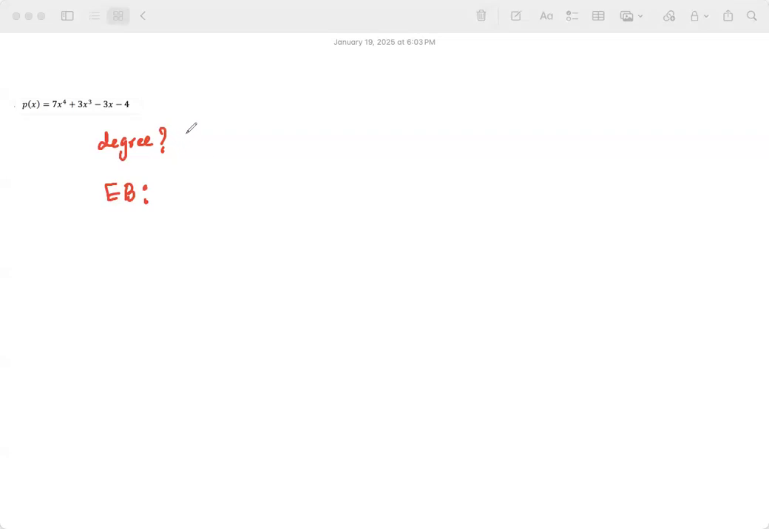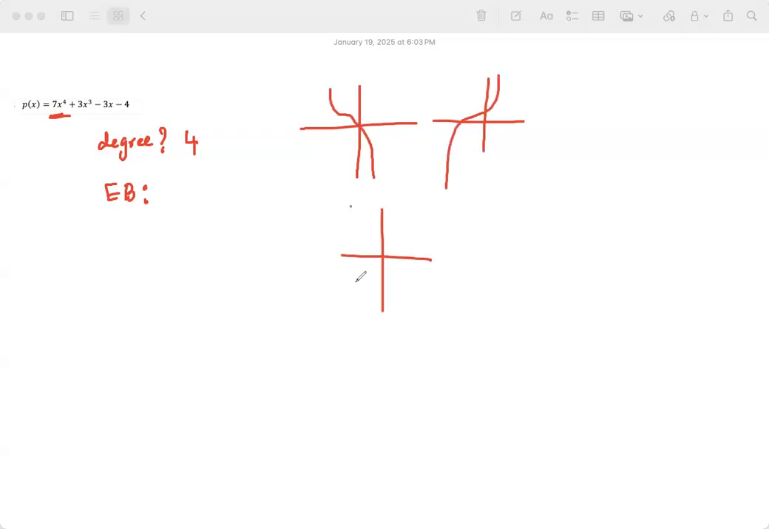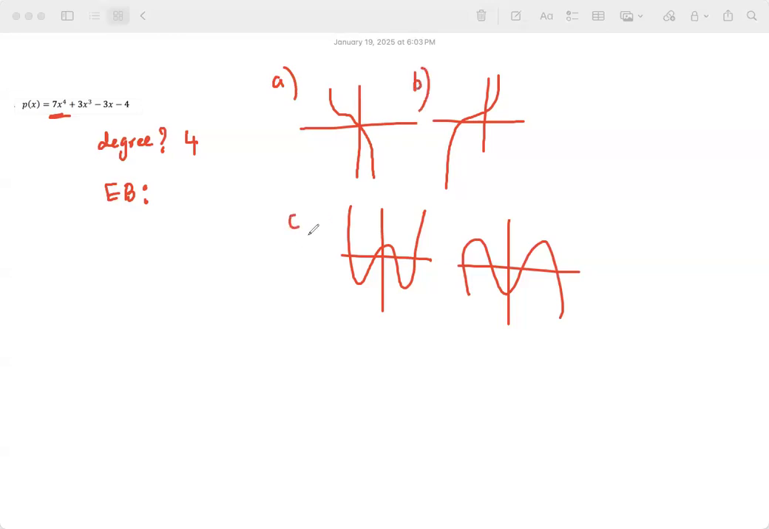What is the degree of the polynomial? 4. End behavior? It's a 4th degree polynomial, right? So how will it be? Will it be like this? Will it be like this? How will it be? A, B, C, D. Which one is it? E. Which one? C. C.